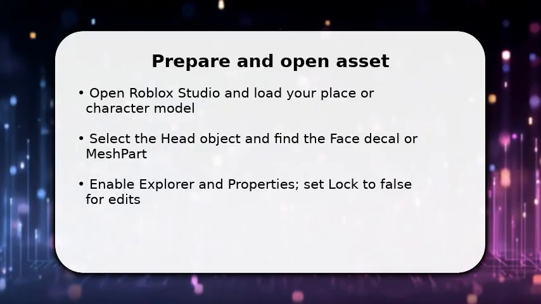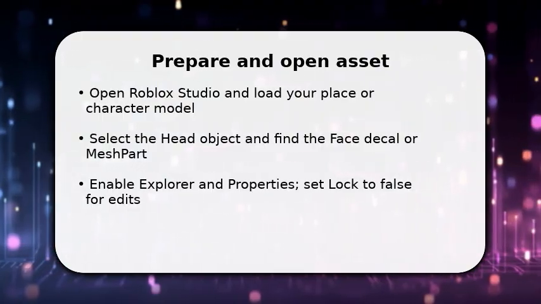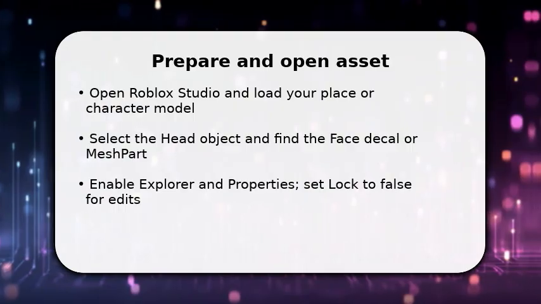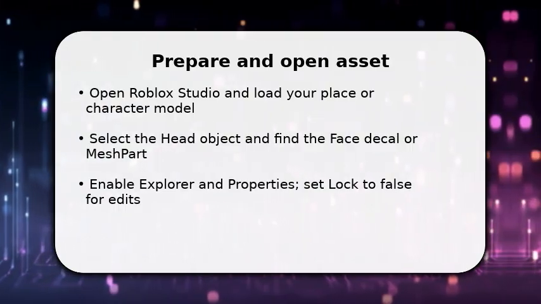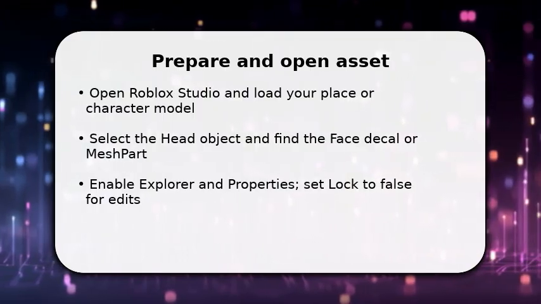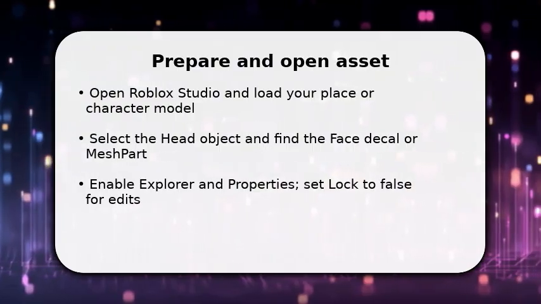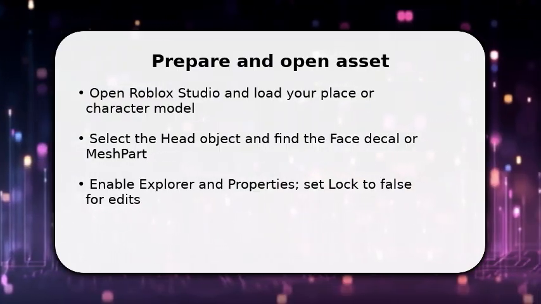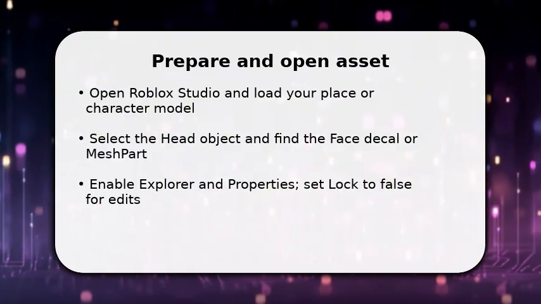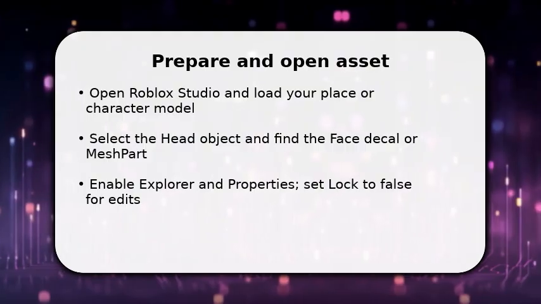You start by opening Roblox Studio and loading the character you want to edit. Select the head and locate the face decal or the face mesh part. You need direct access. Once done, enable Explorer and Properties so you can change values in real time and unlock any locked parts. Make sure you save a copy of the place first. Now you're ready to change position values rather than guessing. This keeps movement precise and reversible.